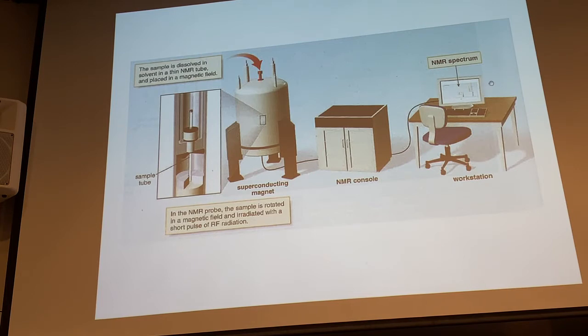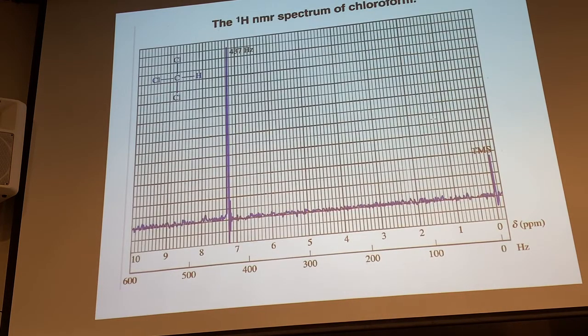And then, of course, a computer console where we actually see things come out. So let's look at an actual spectrum. So here you have chloroform. There's only one hydrogen here, okay? And it resonates down here at 7.2 ppm. And I'm also showing the Hertz scale down here.